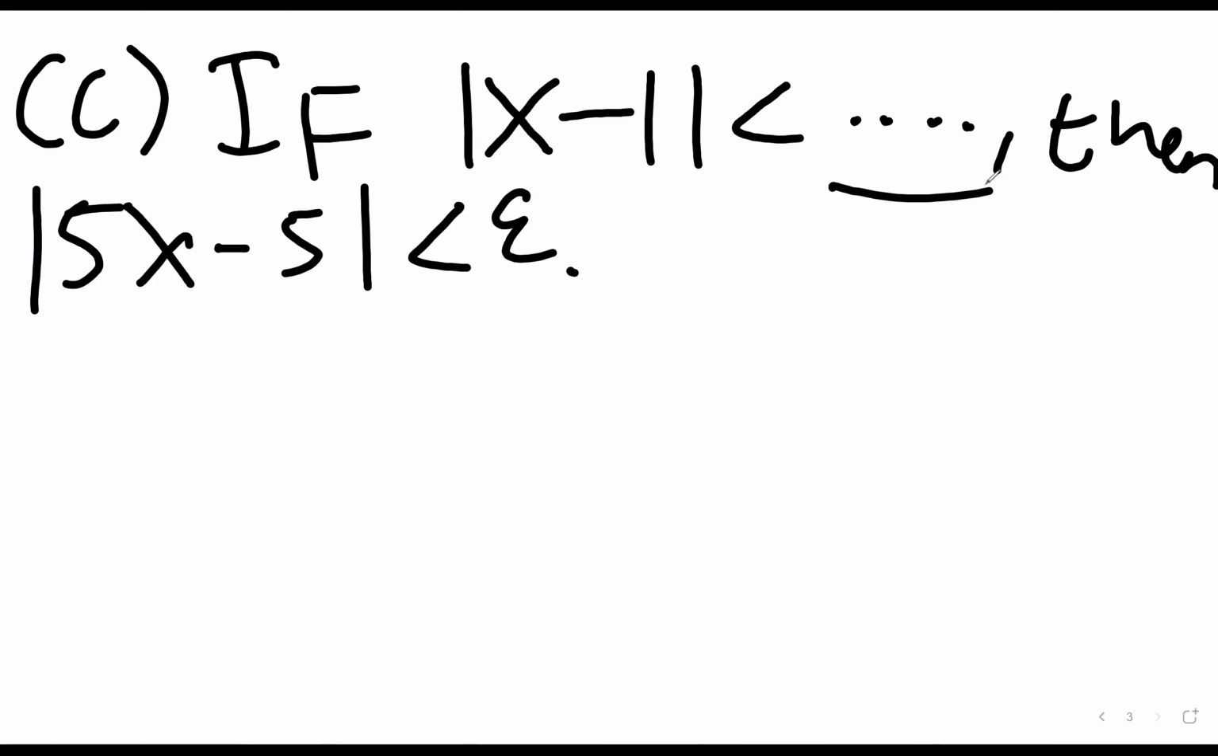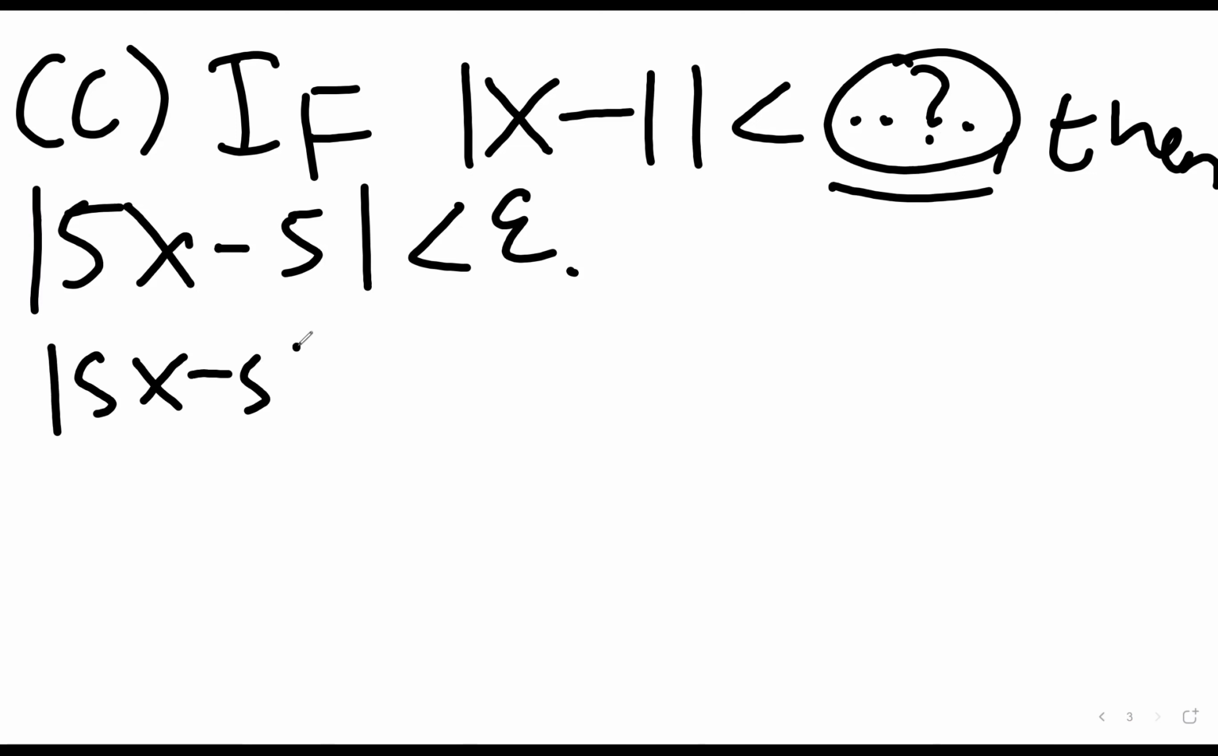How do we prove this? How do we obtain this? This is the unknown quantity. Here I will write 5x minus 5 to be absolute value of 5 multiplied by x minus 1.